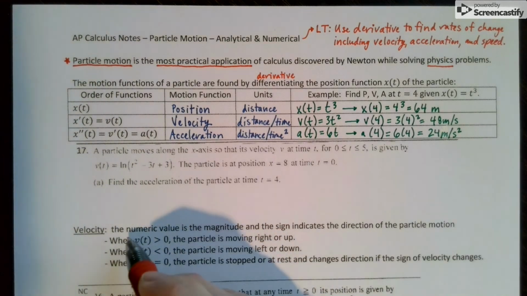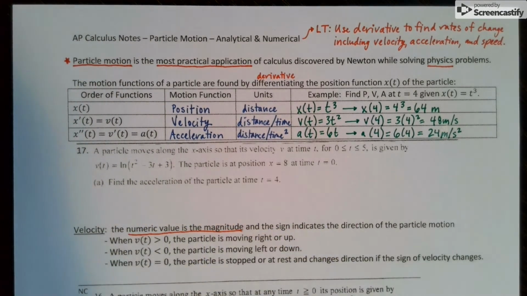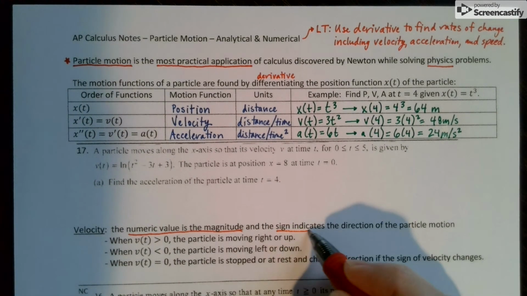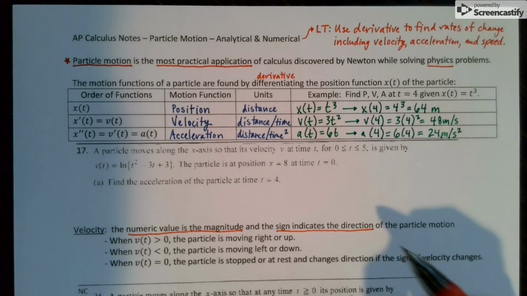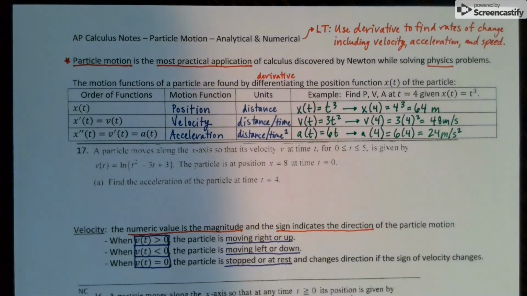Velocity is really helpful because it gives us the numeric value and its magnitude, so how fast the object is moving, but the sign of the velocity gives us more important information, which is the direction that the object is moving. So there's three possibilities for our value of velocity as far as the sign. If velocity is greater than 0, or positive, the particle is moving right or up depending on the situation or the context. If velocity is negative, the particle must be doing the opposite, which is moving left or down.